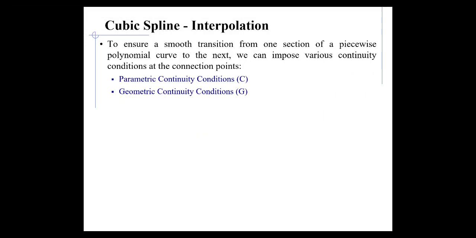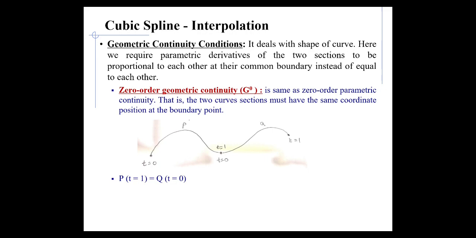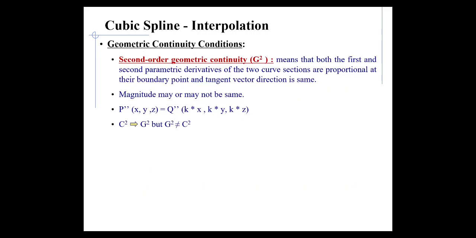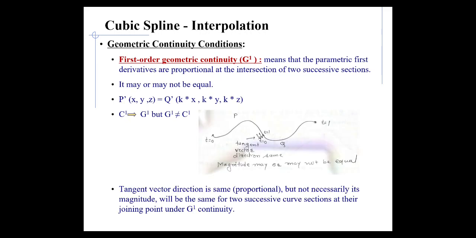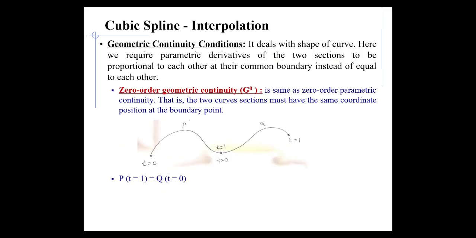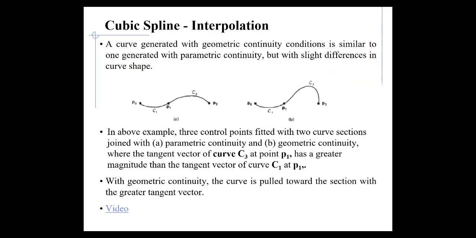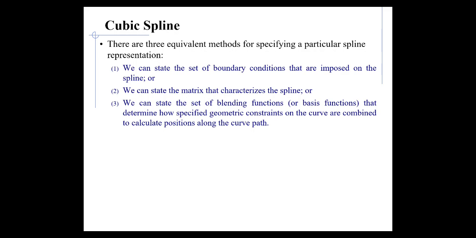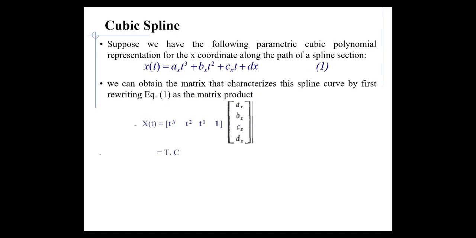So in this lecture we are going to study the cubic spline curve in detail. The cubic spline curve is nothing but the interpolation curve, and it is represented with two types, parametric continuity condition and geometric continuity condition, which we have seen in the last lecture. Now here we are going to see the equation of the cubic spline curve, and how to represent it with the equation or geometric continuity condition.